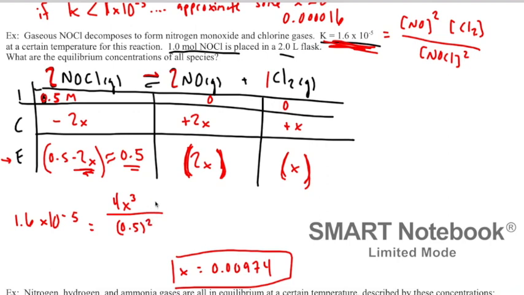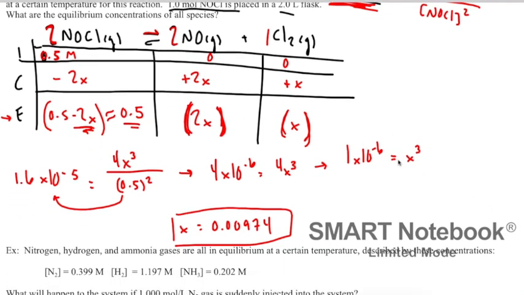I don't need to use my graphing calculator to graph anything. I just need to rearrange this and solve for x. So I can bring this up, multiply both sides, divide both sides by 4, and then just take the cube root, right? Raise both sides to the power of 1/3. So x is going to equal 1 times 10 to the negative 6 raised to the 1/3 power. I just raised both sides to the 1/3, which is the same thing as taking the cube root.